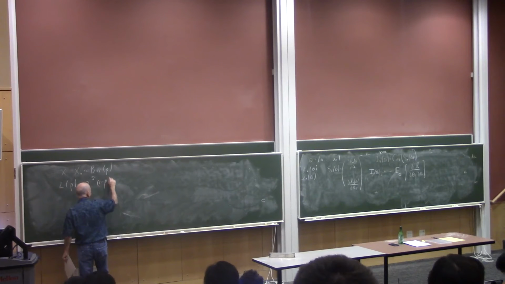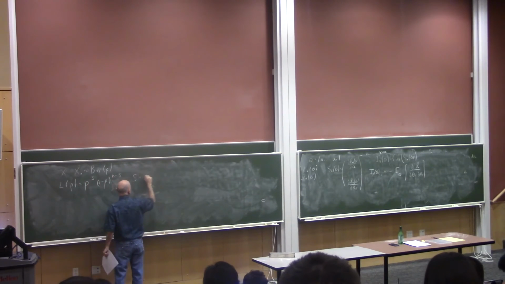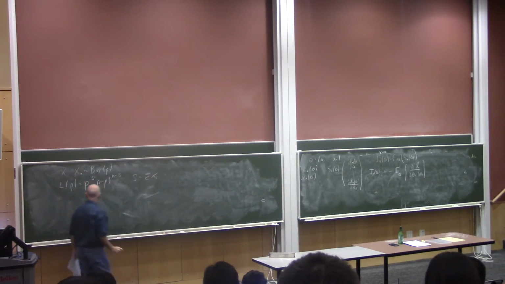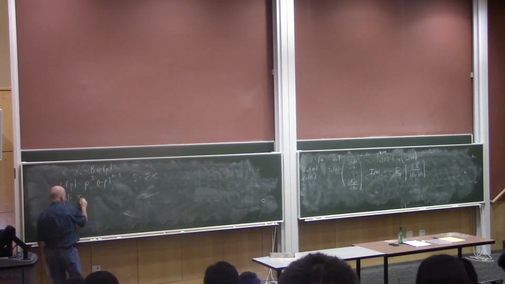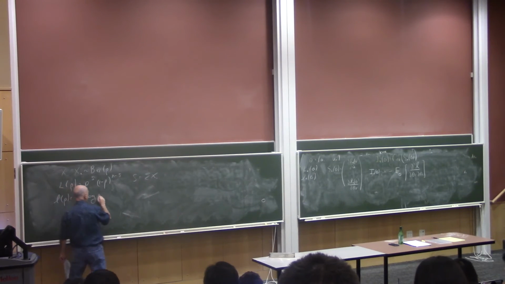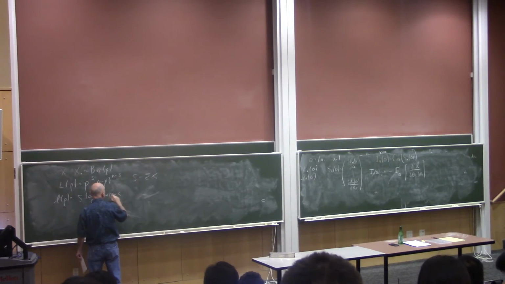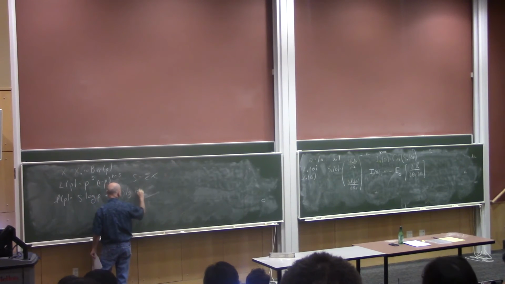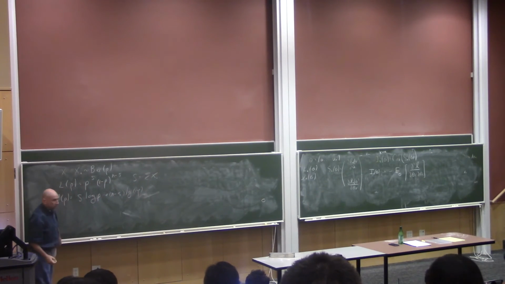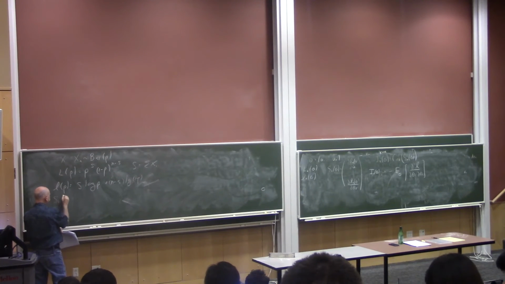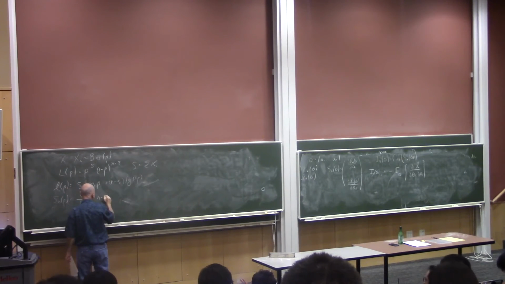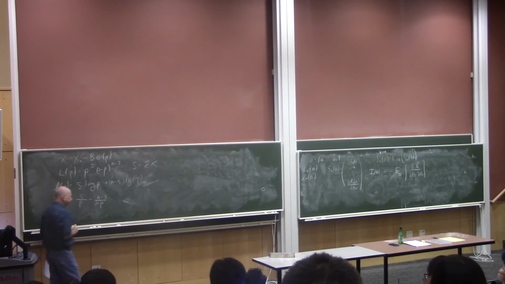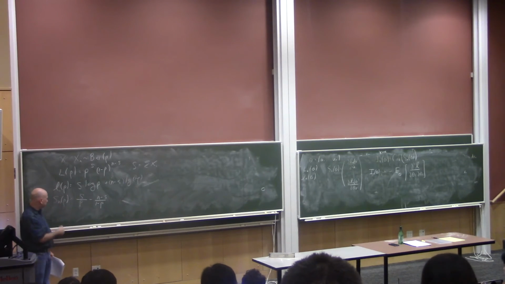looks like this, where S is the number of heads. Now the log likelihood is S log p plus n minus S log 1 minus p. So the score function is the derivative. So it's S over p minus n minus S over 1 minus p. And you can check that it has mean 0.